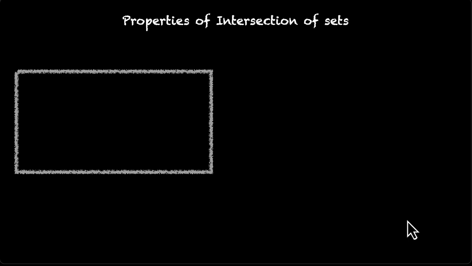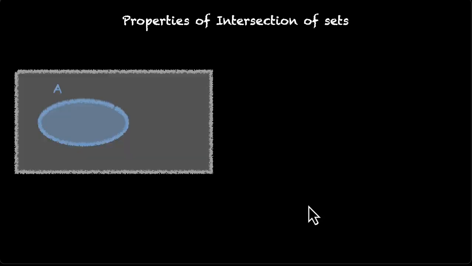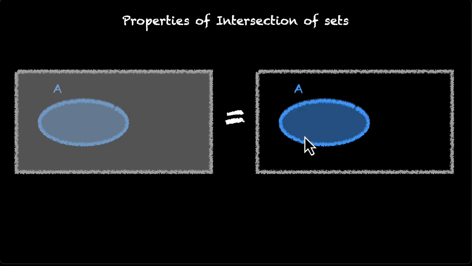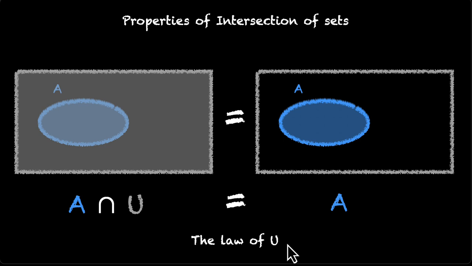Let's keep going. We have A and then we have the entire universe. What's common between these two? Well, the set A is common between these two. Everything that's inside A is also inside the universe. So if you're looking for things in common, we end up with the set A. So A intersection the universe should be equal to just A. So A intersection U is equal to A. That's called the law of U.